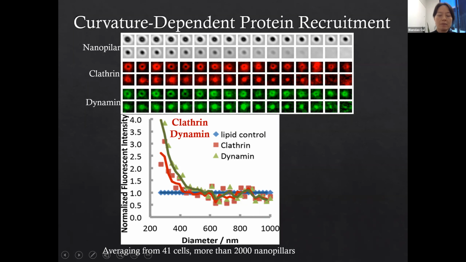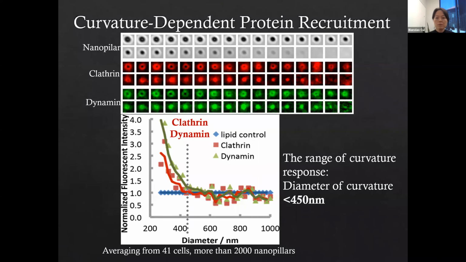So Clathrin and Dynamin start to preferentially accumulate on the nanopillar locations only when the diameter of the nanopillar is less than around 400, 500 nanometer. Above 400, 500 nanometer, cells view those nanostructures as flat. They don't see it, at least in terms of Clathrin-dependent endocytosis, as a curved membrane. So the curvature range is around 450 nanometer.